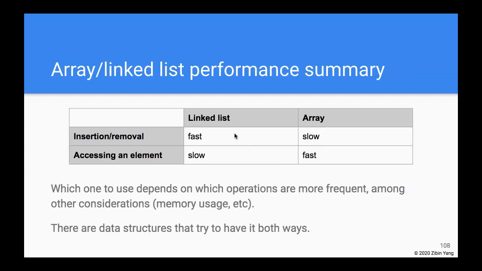So here is a summary of what we just talked about. As you can see, linked list and array both have their own advantages as well as disadvantages. And which one you choose to use depends on, among other factors, which operation you expect to use the most. So for example, if your project is going to store data that requires frequent insertion and removal, then you probably want to use something like a linked list. So it all depends. And there are other considerations such as which one takes more memory, and that kind of thing. And then there are some data structures that actually try to have it both ways, kind of combine the best of both the linked list and arrays. But I'll leave that to an advanced data structure class.